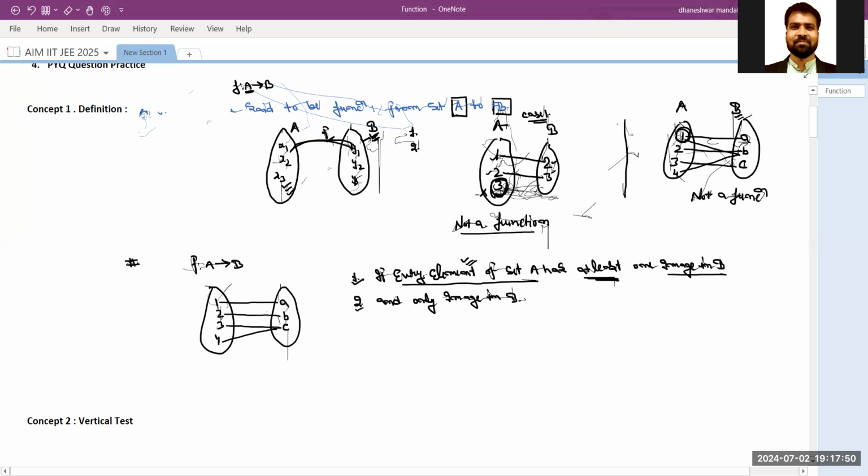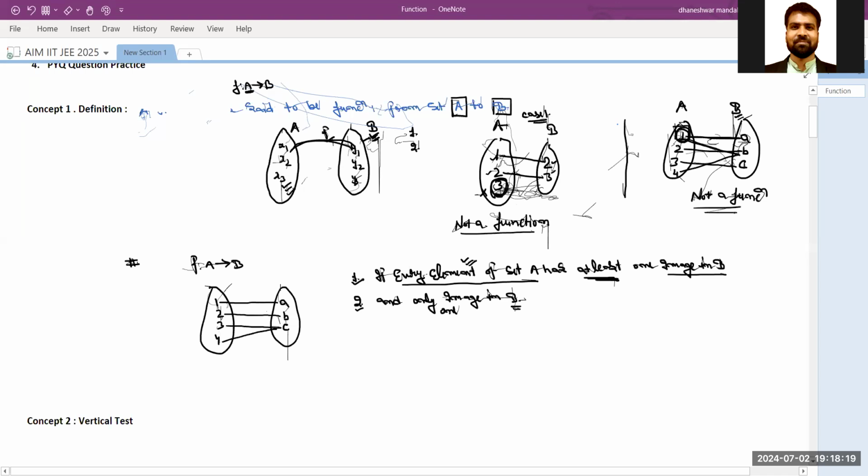Then what is the second condition? And only one image in set B. First requirement is at least one image is there in set B, and second requirement is only one image is there. If more than one image is there, then again it's not a function. So here for 1, this one has two images in set B. That's why this is not a function.